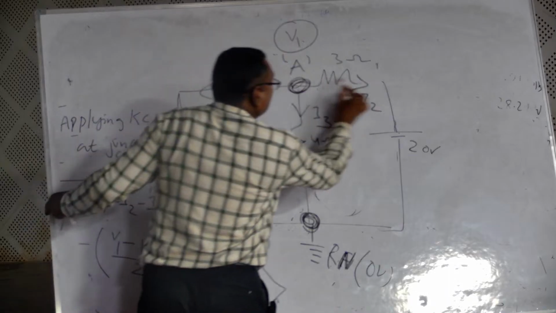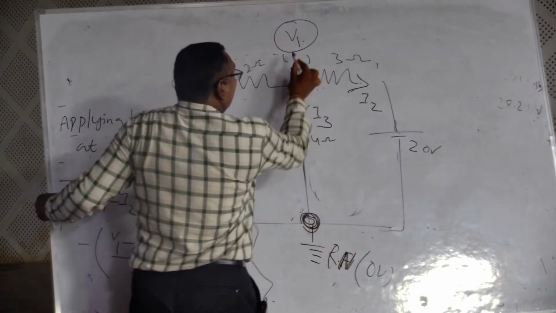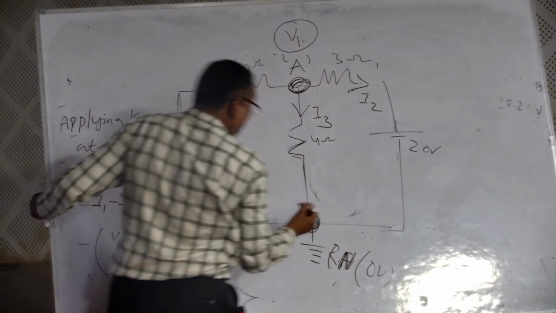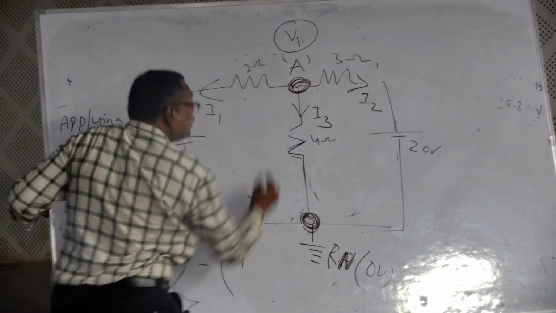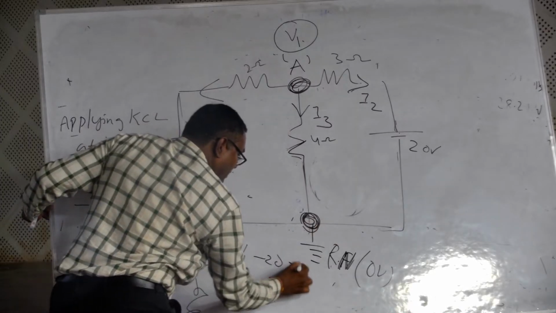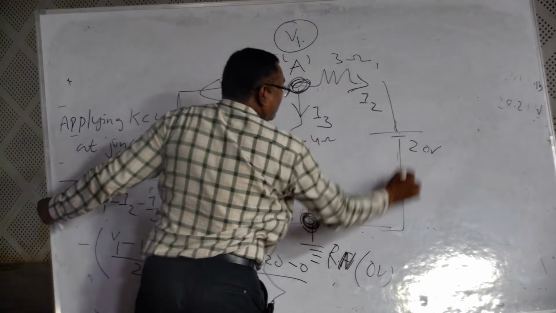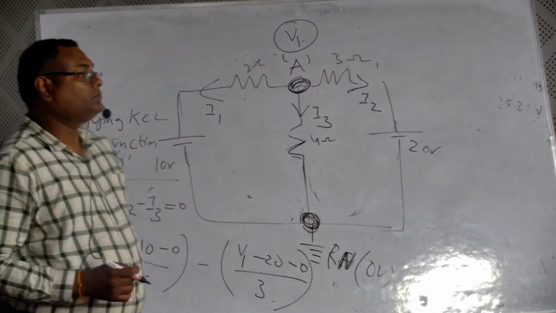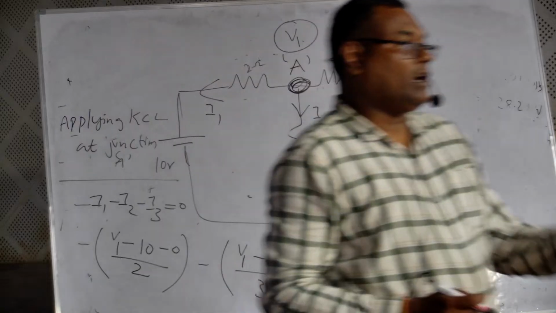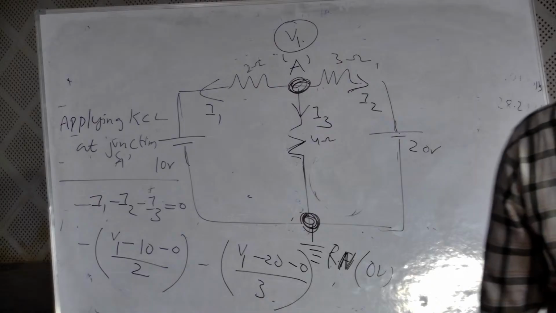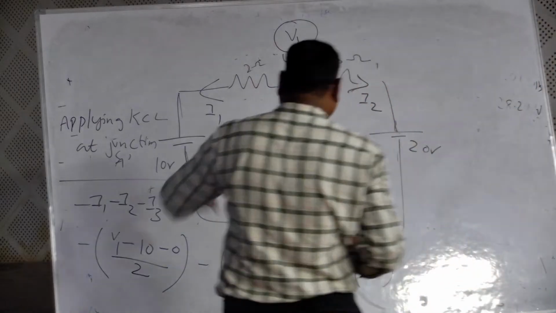Total voltage, this is the branch. 1, 2, 3. Higher potential V1 plus, going to minus 20. Lower potential is always minus. How many resistors are there? 3. This is the second one: V by R, total voltage by total resistance. Next one, I2, I3.